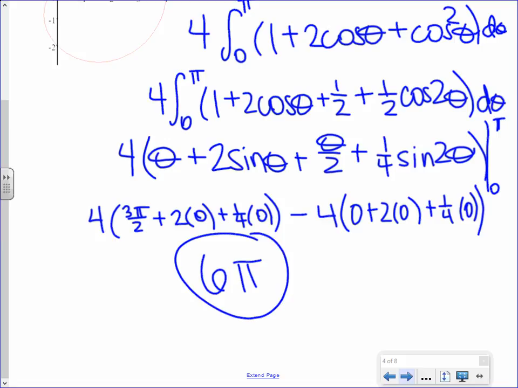I got 6 pi. Where did your 8 come from? The rest are zeros. Right? Whoops. 6 pi. That's the area.